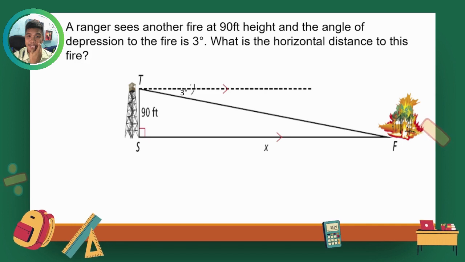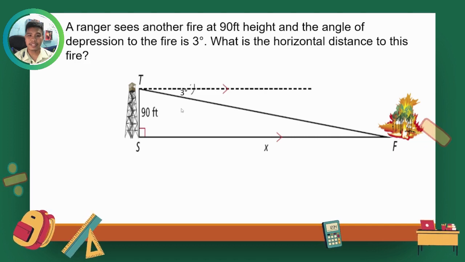As you can see, the reference angle 3 degrees is below the line of sight. So therefore, it is an angle of depression. Again, the angle below the line of sight is equal to angle F, since the horizontal line of sight and the side SF are parallel to each other. So therefore, angle T and angle F are congruent. So angle F is also equal to 3 degrees.